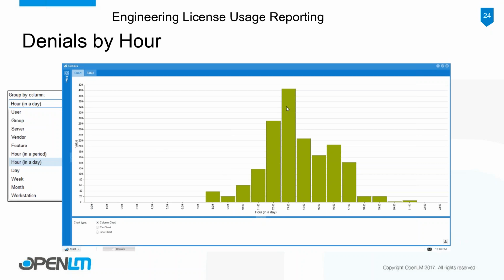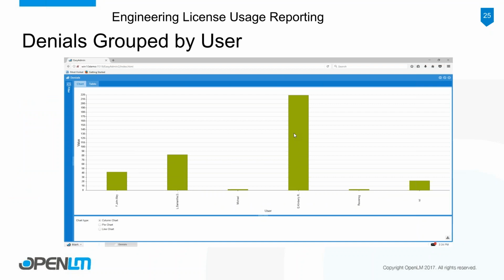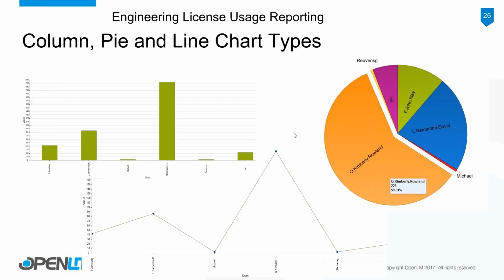So for example, here you can see that 1 o'clock is the most denied hour, might be the most used hour. Here you see the denials, but by user level. And of course, you can show the denials as a bar chart, as a graph, as a pie chart. You have many options.